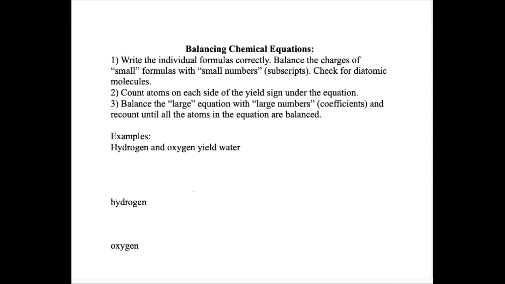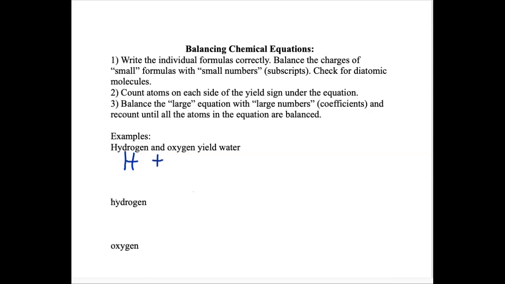Okay, so when you see a chemical equation written with words like hydrogen and oxygen yield water, number one, we need to write each formula correctly, balancing charges, remembering diatomic molecules. We're going to take each small formula and balance it with small subscripts. So here we have hydrogen. We write the symbol for hydrogen.